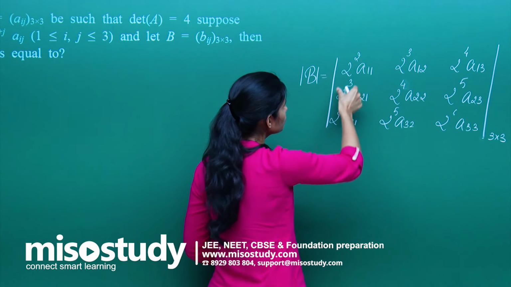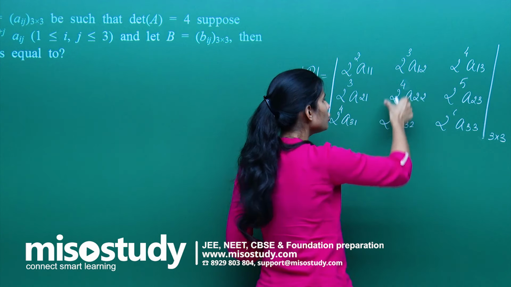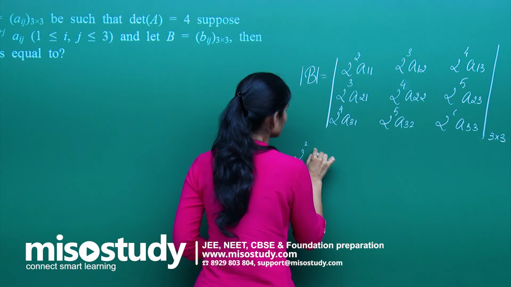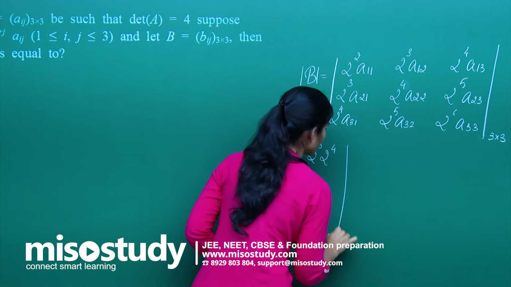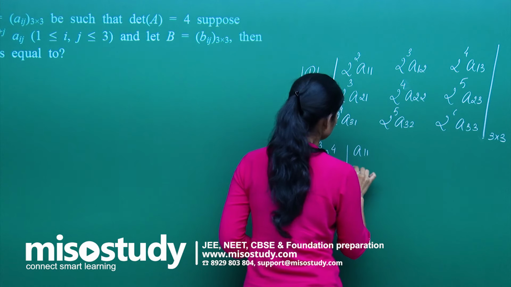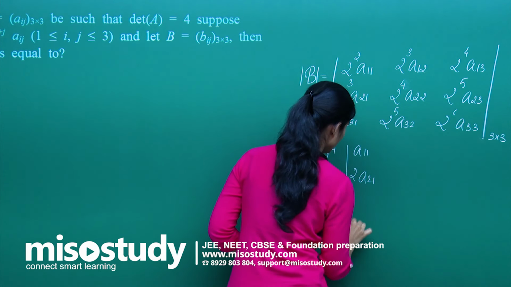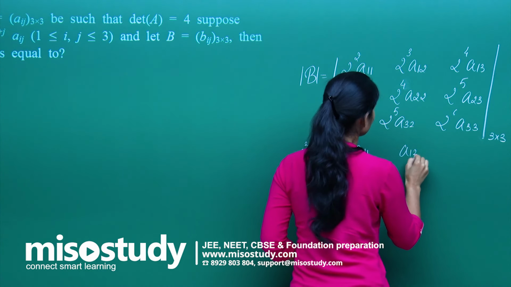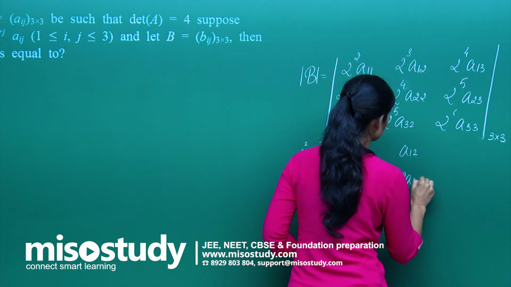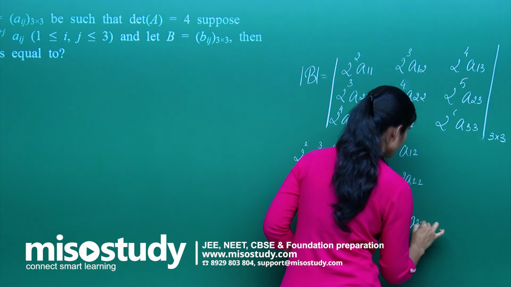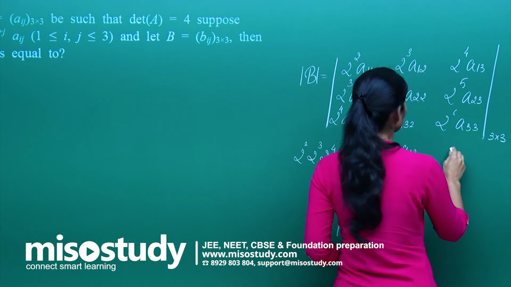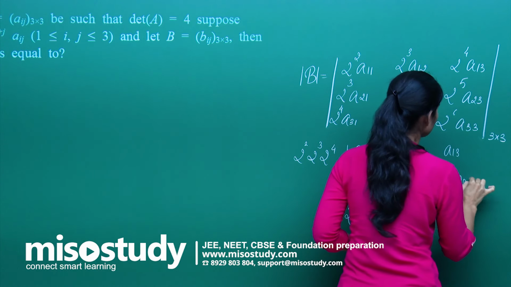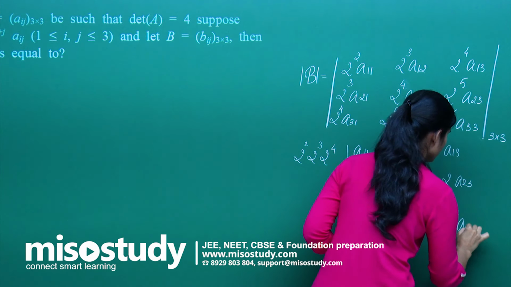Now you can see 2 square common in the first column, 2 cube common in the second column, and 2 to the power 4 common in the third column. So I can write this as 2 square, 2 cube, 2 to the power 4 common. You are left with A11, 2A21 and 2 square A31. Then here 2 cube was taken out common, so here you have A12, then you have twice of A22 and 2 square of A32. Clear? From here you took out 2 to the power 4 common, so left with A13, 2 A23 and 2 square A33.